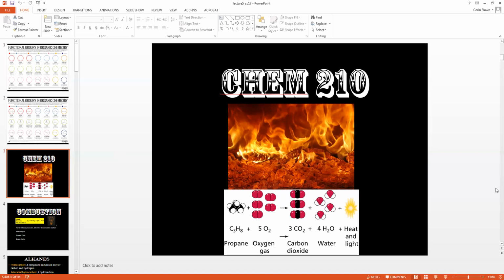This is a model of a propane combustion. So this would be something if you were grilling over the weekend, maybe use charcoal. But one of the other ways that folks prepare food is to use a propane gas grill. And so this would be the combustion reaction that takes place. Your propane is C3H8 with oxygen, and that produces carbon dioxide, water, and then heat and light.